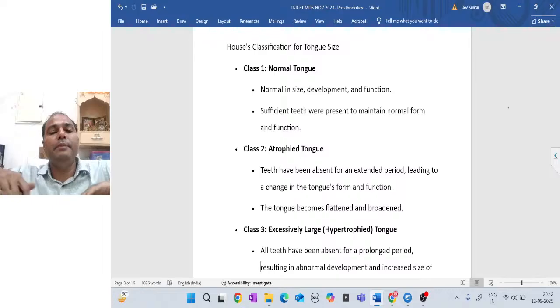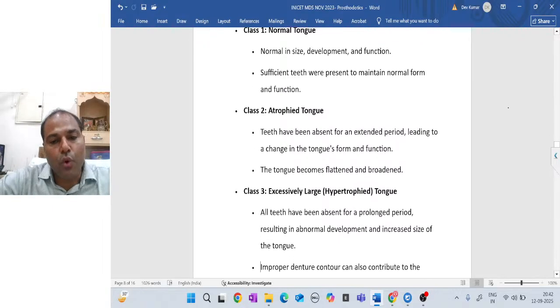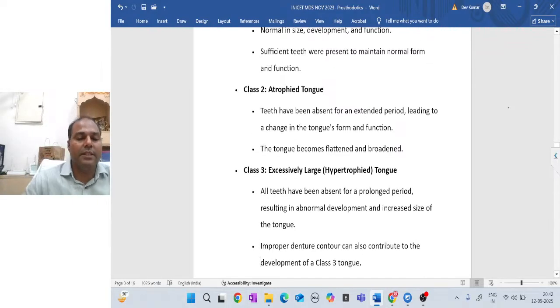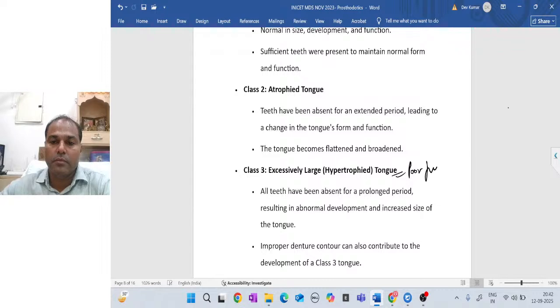If all the teeth have been absent for long period, it may lead to abnormal development and pseudo increase in size, that is hypertrophic tongue. Now in such a tongue, that is class 3, that is excessively large tongue, it is very, very difficult to make a denture, so it causes poor prognosis. So this is regarding the tongue size.